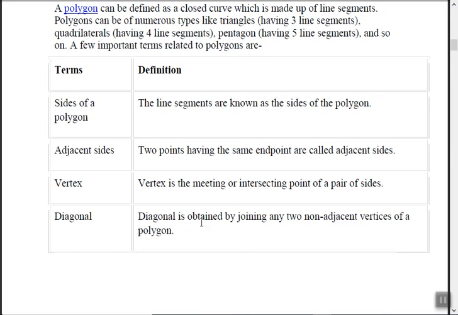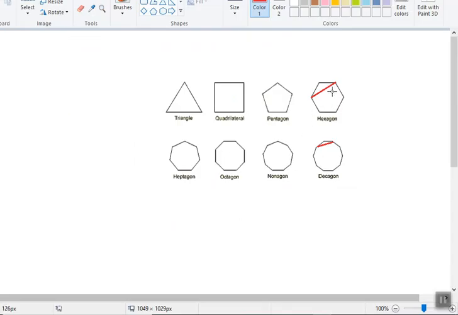Diagonal. A diagonal is obtained by joining two non-adjacent vertices of a polygon. See this diagonal. Non-adjacent means these are adjacent sides, and if I join the non-adjacent vertices, if I join any of these, that is called a diagonal. So how many diagonals can each polygon have? See here, n into n minus 3 upon 2. A quadrilateral has 4 sides, so 4 into 4 minus 3 upon 2. Pentagon: 5 into 5 minus 3 upon 2, and so on. So you can simply find the number of diagonals for any polygon by this formula.